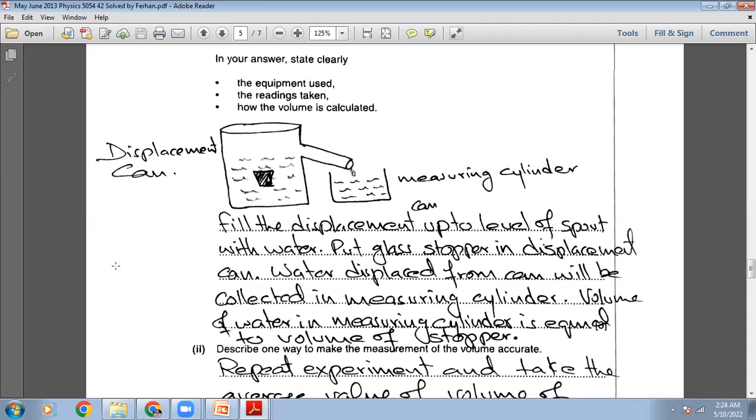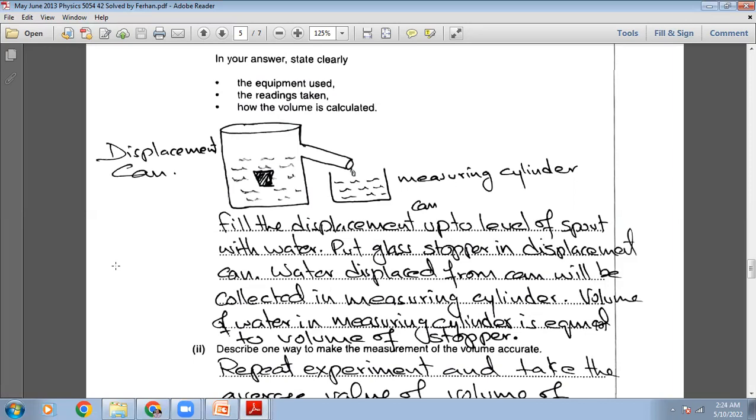When you put the glass stopper in the displacement can, the level of the water in the can will go up, and the water displaced by the glass stopper will go through the spout and be collected in the measuring cylinder. From that measuring cylinder you can check how much water is displaced. Whatever the volume of that displaced water is, the same is the volume of the glass stopper.